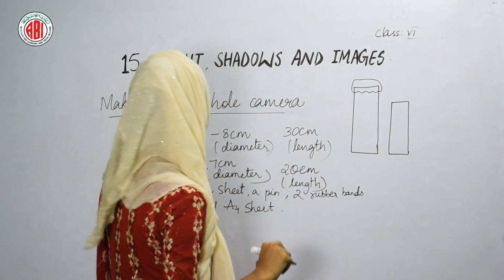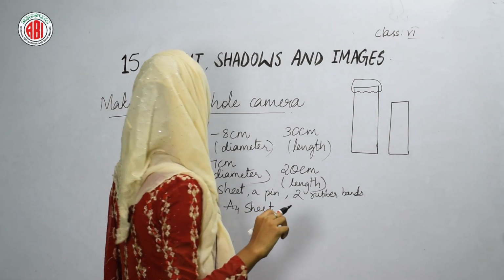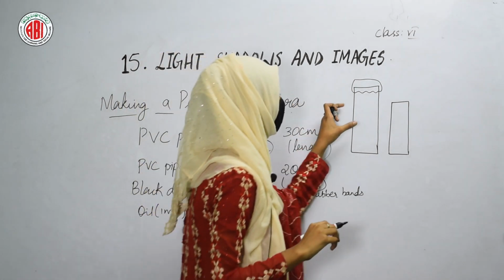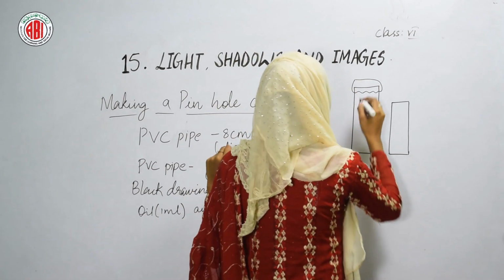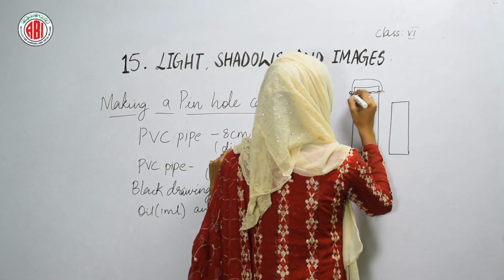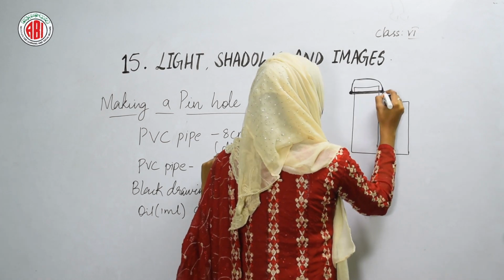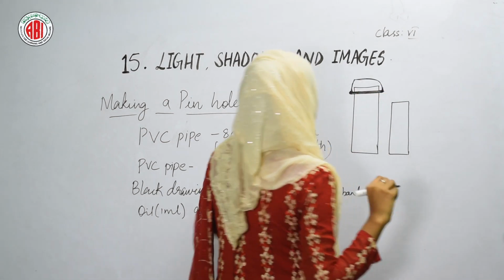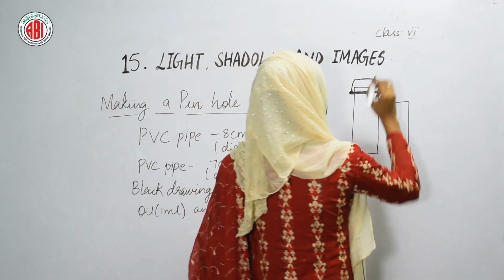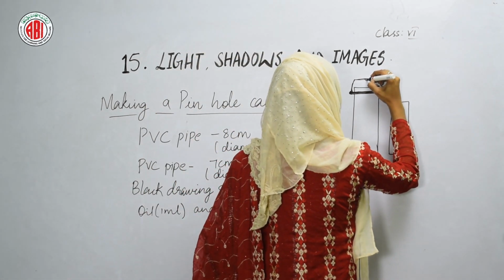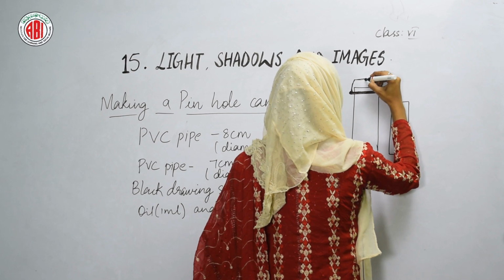Now we need to place this black drawing sheet like a cap at one end of the PVC pipe and fix it with the help of rubber bands in this way. After fixing the black drawing sheet like a cap at one end of the PVC pipe, take a pin and make a hole in the middle of this black drawing sheet.